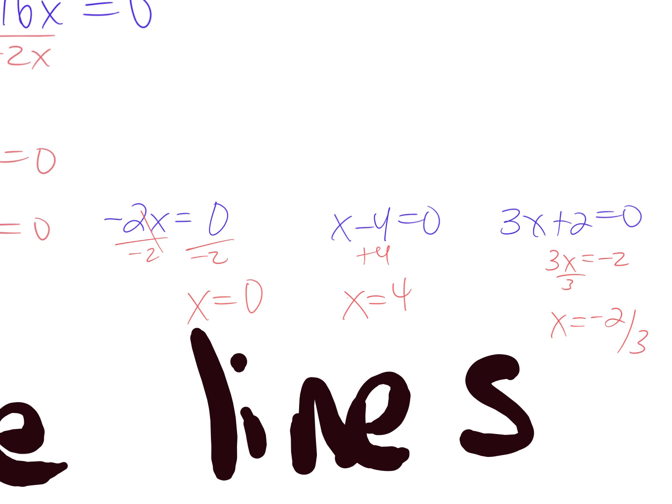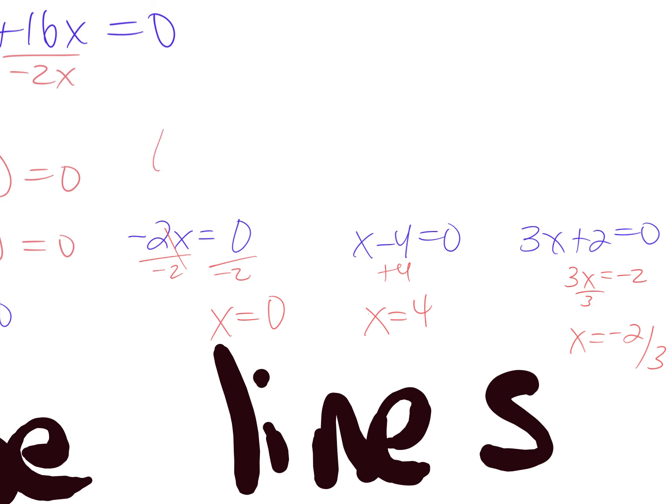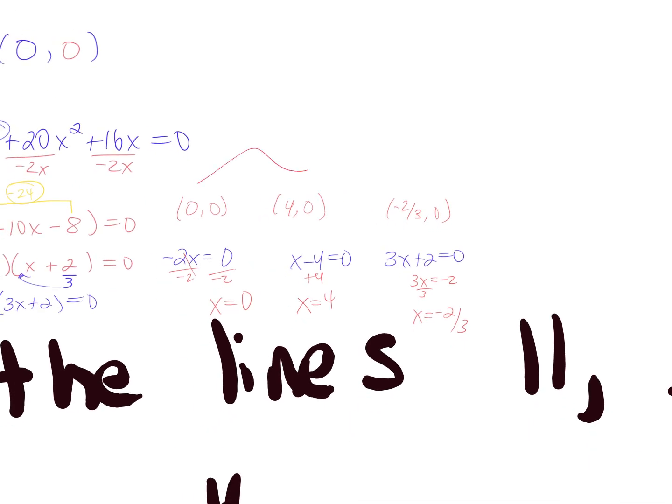I have 3 intercepts. So I need to write 3 ordered pairs. When I plugged in 0 for y, I got out 0 for x. Here, when I plugged in 0 for y, I got 4 for x. So it's 4 comma 0. Here, it's negative 2 thirds, comma 0. So I have 3 x-intercepts right there. And we write them as ordered pairs. Everybody with me?